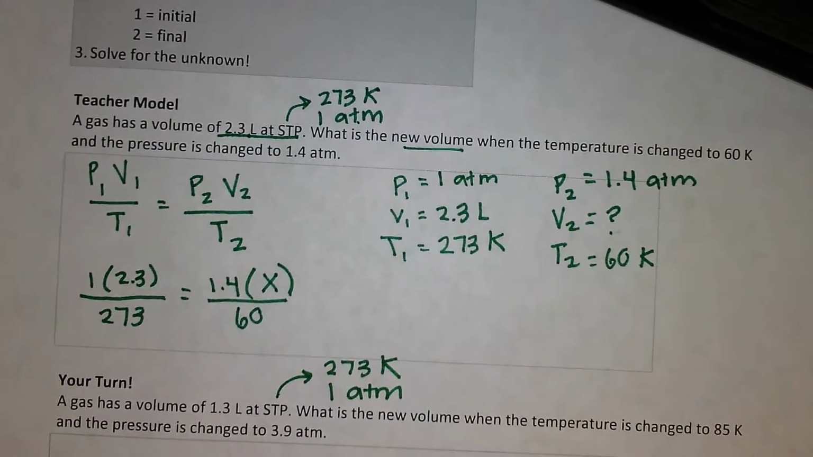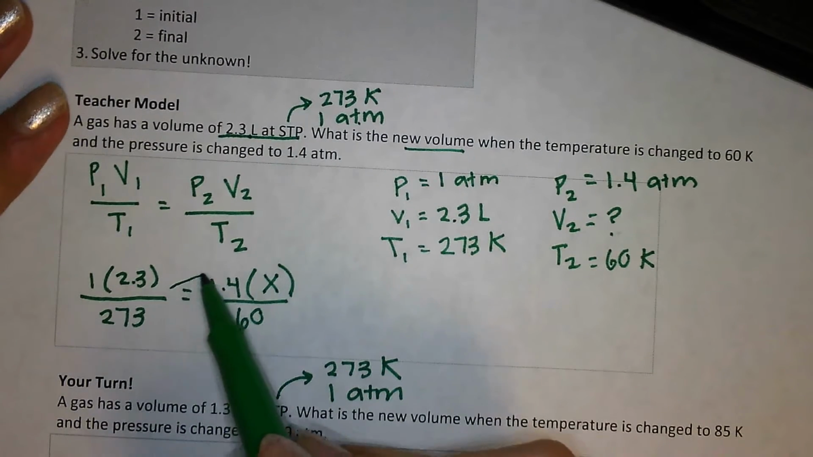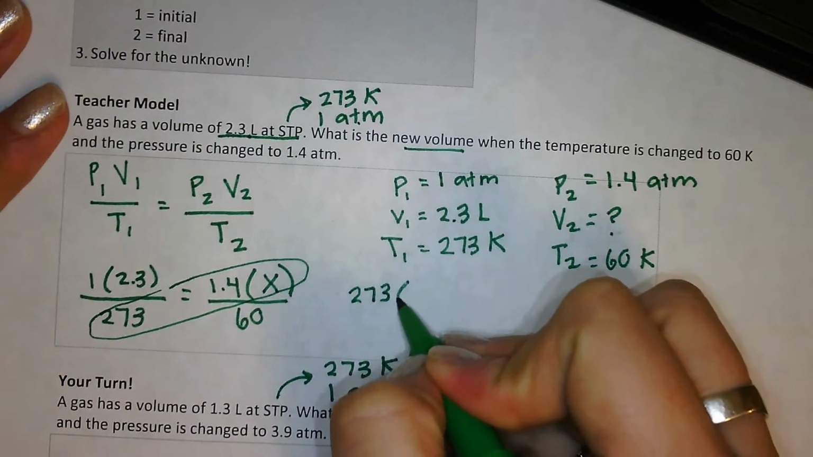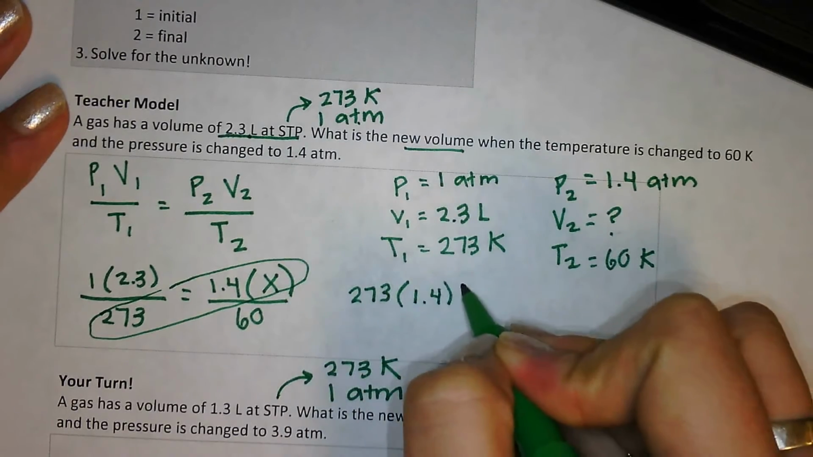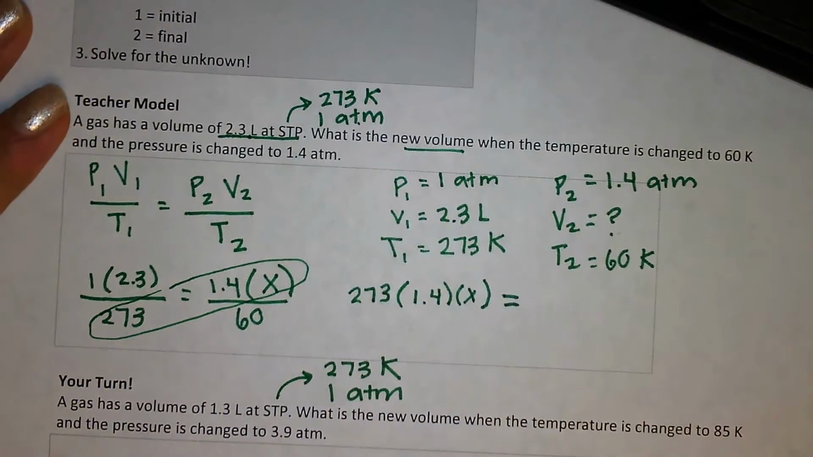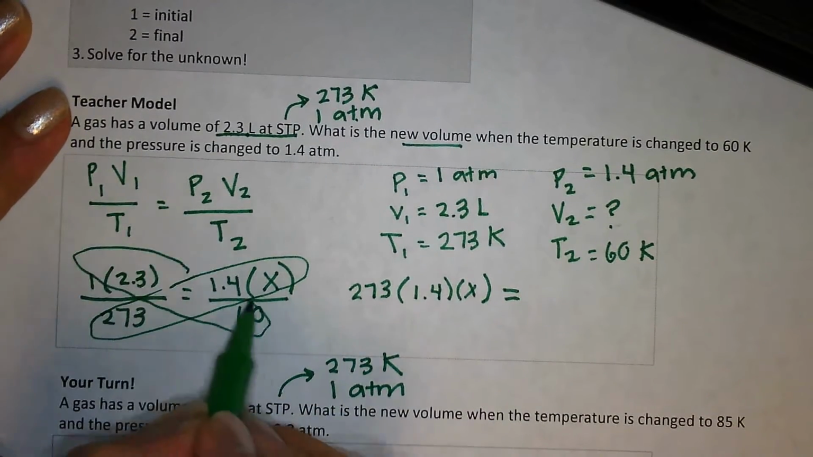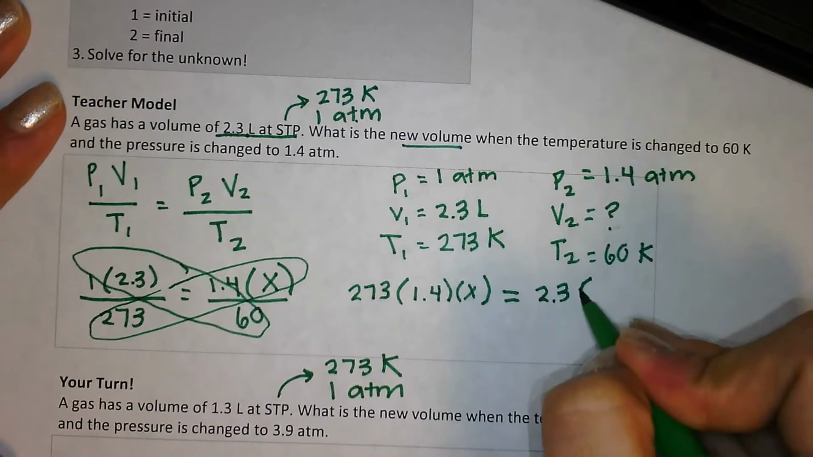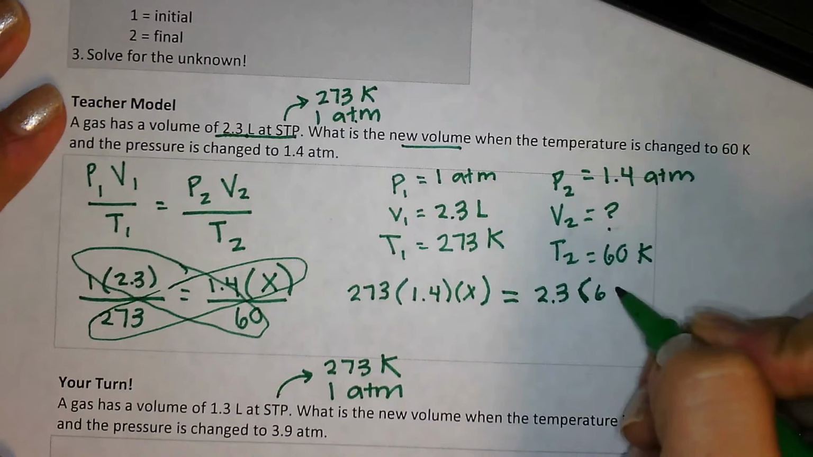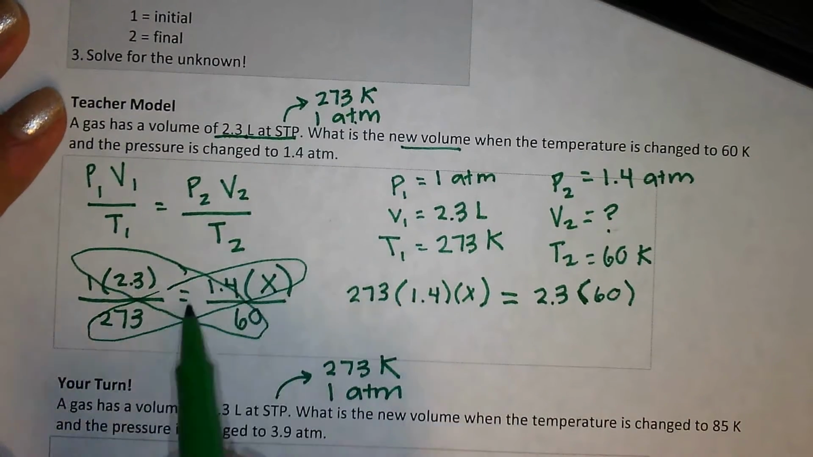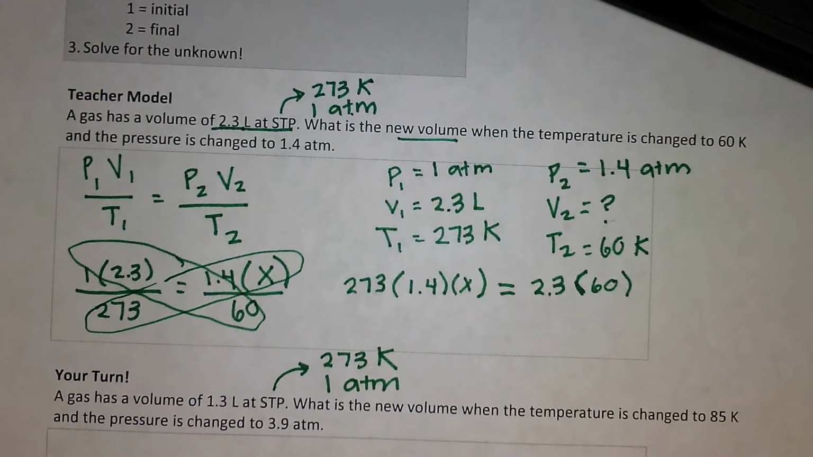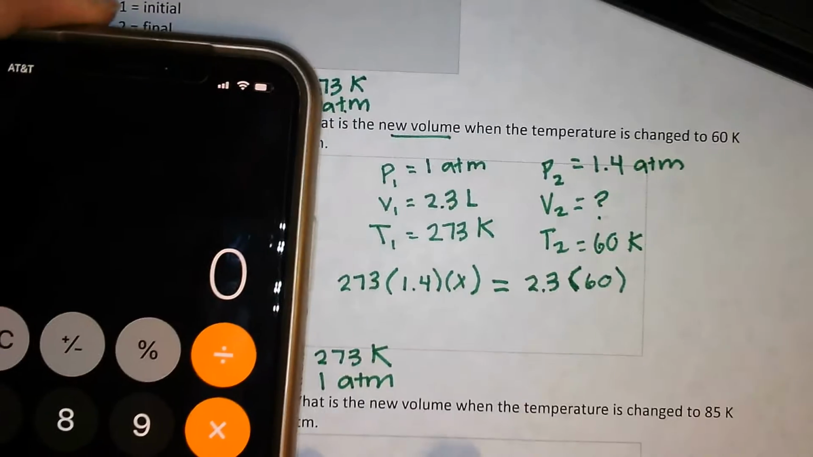For these problems, how I like to solve them is cross multiplication. So the butterfly cross, I'm going to multiply these two things. So 273 times 1.4 times X, set them equal to this side of my butterfly. 1 times 2.3 is just 2.3 times 60. So all I did here is multiply across this way and set those two multiplications equal to each other. So now all I have left to do is just multiply it out and find the value of X.